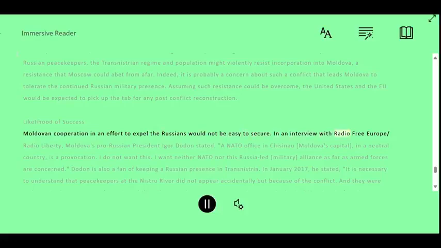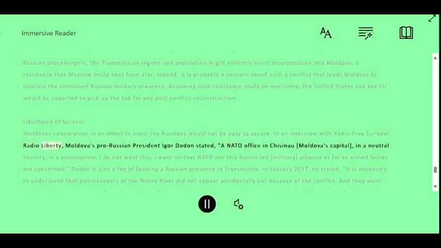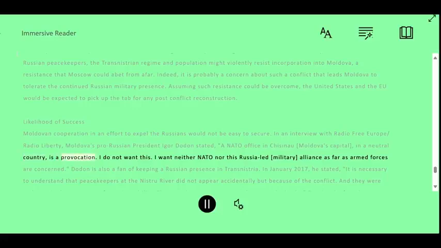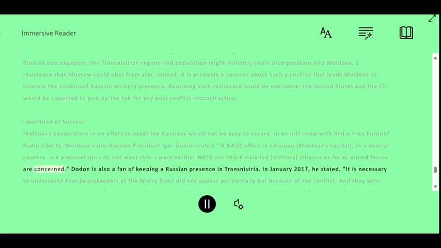In an interview with Radio Free Europe, Radio Liberty, Moldova's pro-Russian President Igor Dodon stated, "A NATO office in Chisinau, Moldova's capital, in a neutral country, is a provocation. I do not want this. I want neither NATO nor this Russia-led military alliance as far as armed forces are concerned."